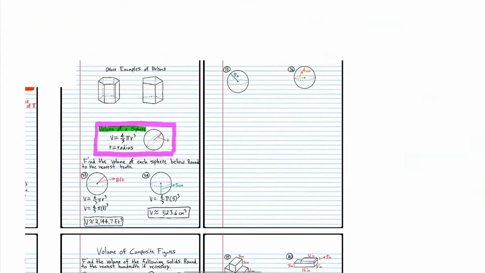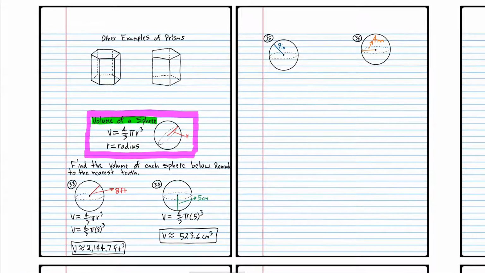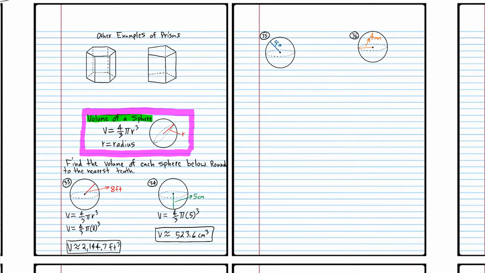All right, so it's time for you to try a problem. Try number 35, and when you come back, again, we're just getting practice with using this volume formula. That's all we're doing. So try number 35, and when you come back, we'll do it together.